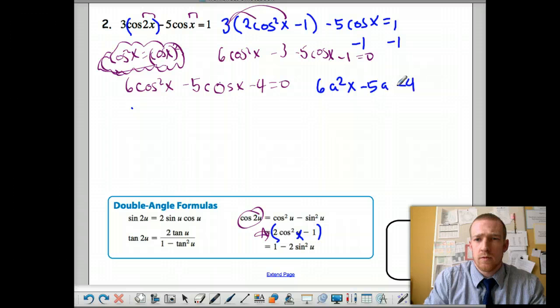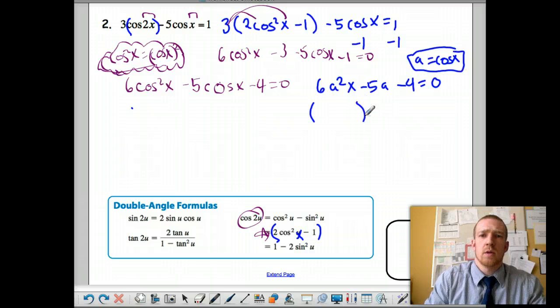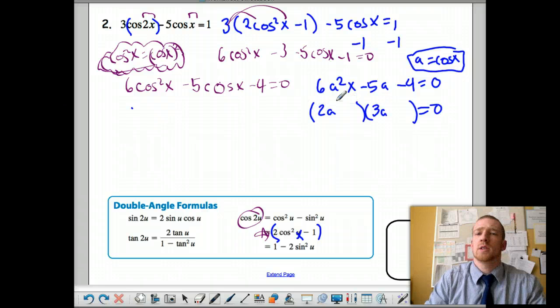Alright, so those really stand for cosines. A is really a cosine x, but it's just simpler for me to look at this and factor it. So I factor that. 3a could be a 1a and a 6a, but it's less likely. Oh, whoops, sorry about that. Now we're good, in case you were wondering.